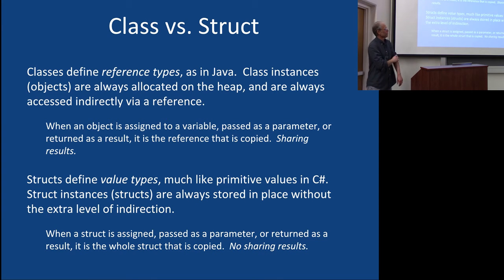So classes define reference types, as in Java. So you're used to that. Class instances, which we call objects: when you say create a new object, it's created on the heap. And the thing that created it just holds a reference to that thing on the heap. So we've talked about that and seen it. So you never physically hold the object, you hold a reference to the object. And when you assign them, pass them around, return them, you're just copying references around. And so you can end up with two things sharing access to the same object.